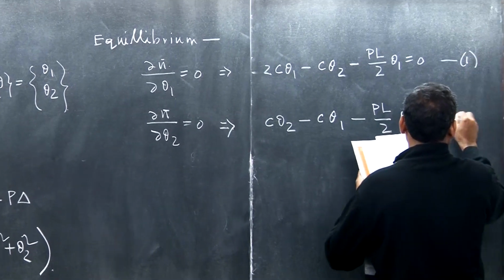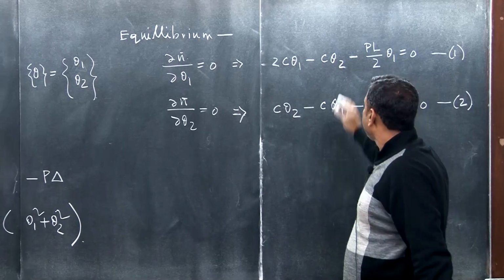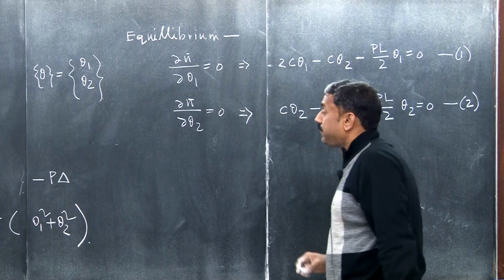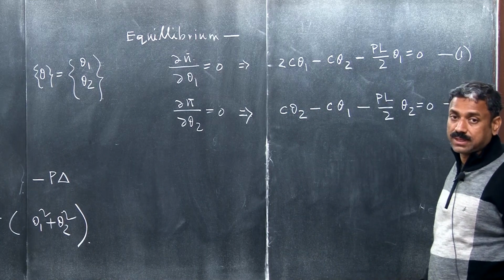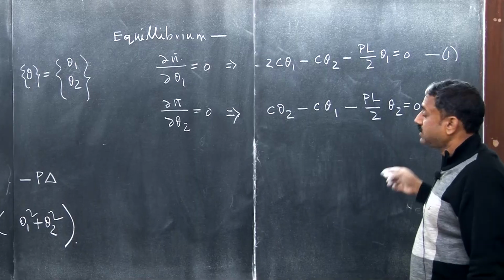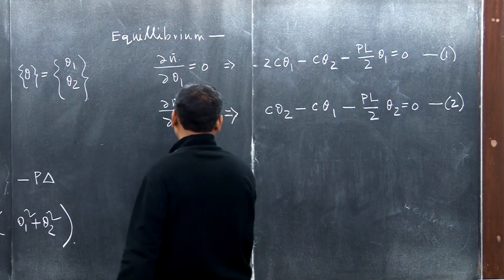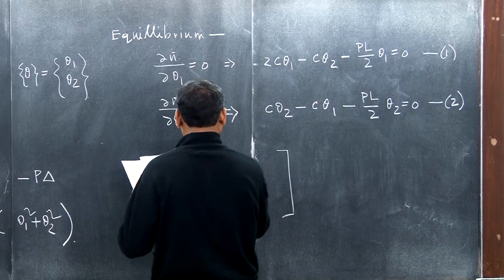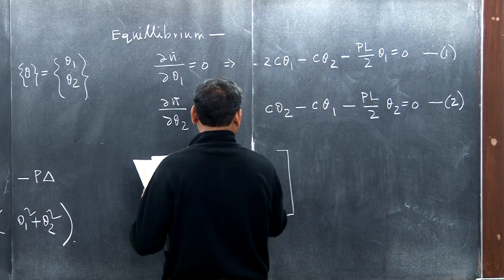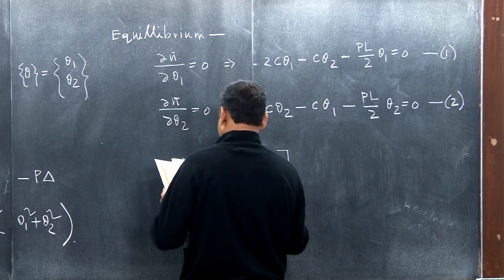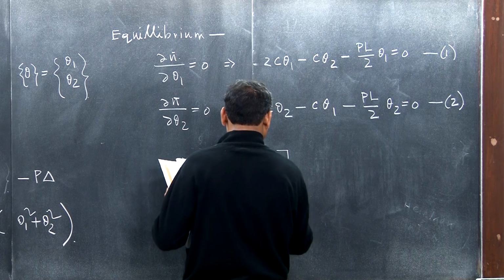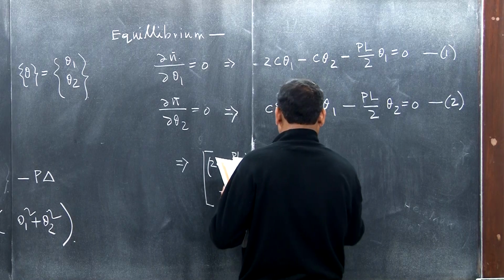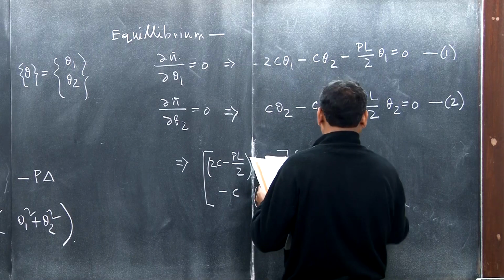You understand that? So here you see that this is giving, we are obtaining, what? Two simultaneous equations, but these are homogeneous systems of equations, right. So, if you want to write in matrix form, if you combine them, then what you will get: 2c minus PL by 2, c minus PL by 2, and this minus c, this is theta 1, theta 2 is equal to 0, 0.